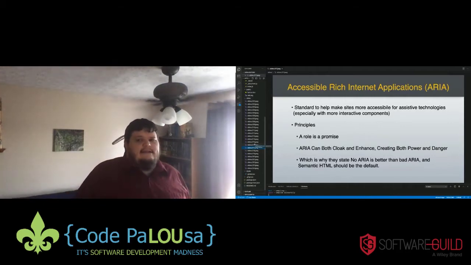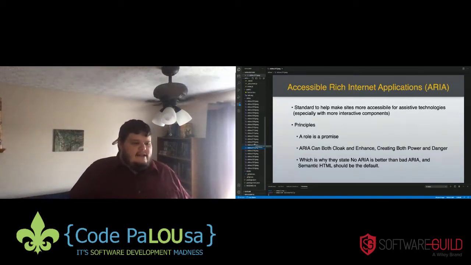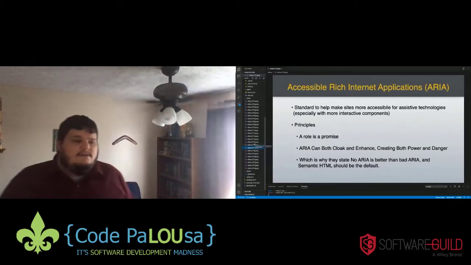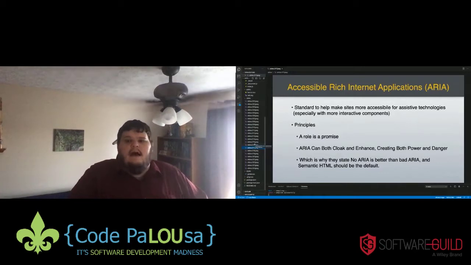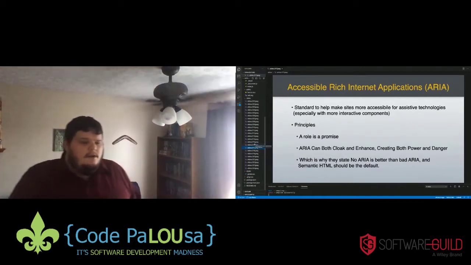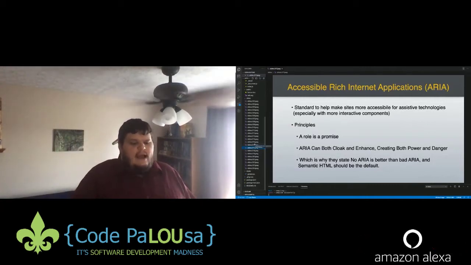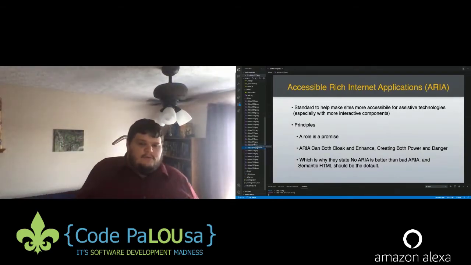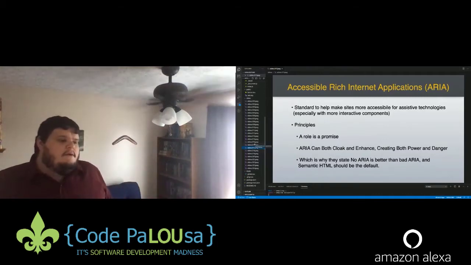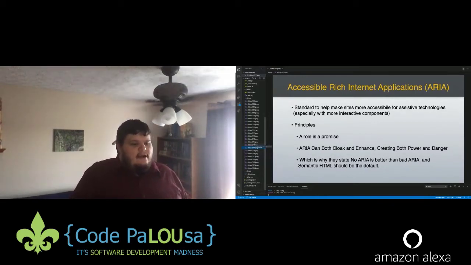So ARIA has 2 main principles. The first one is acknowledging that when you assign a role to something using this ARIA spec, it's a promise. And when you take on that promise, you are telling the assistive technology that you have taken the time to add in all the JavaScript necessary to meet those requirements and expectations. The other big principle is that ARIA can both cloak and enhance, creating both power and danger.